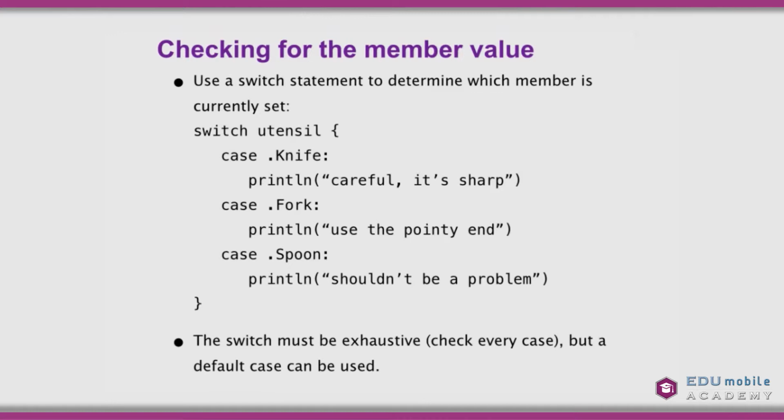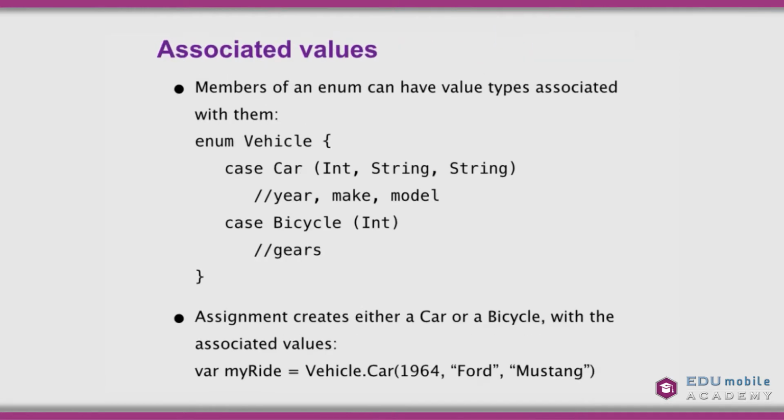This has the same restrictions as any other switch statement. In other words, according to the compiler errors you get, it must be exhaustive. We have to check every case. But we can also use a default case in case we want to only look at one or two things. Let's say we wanted to know if it was a knife only. Careful, it's sharp. In the default case, we really don't care what we do. We could do that.